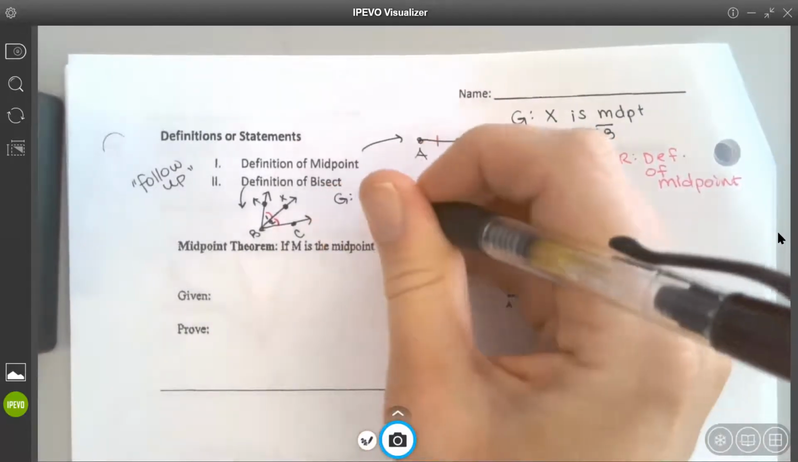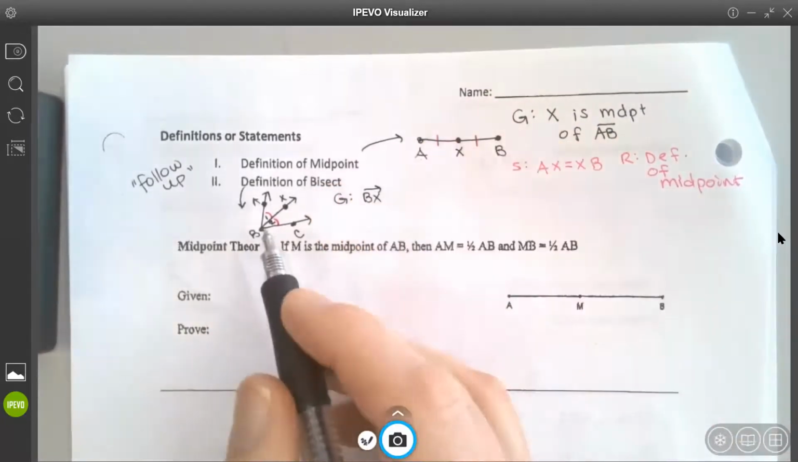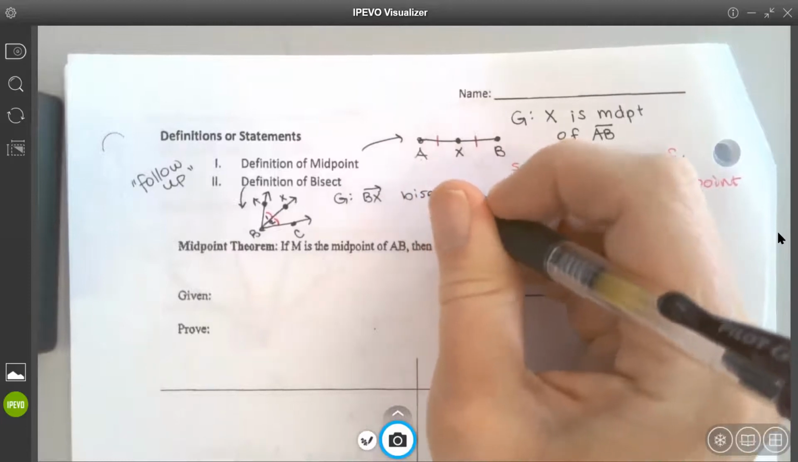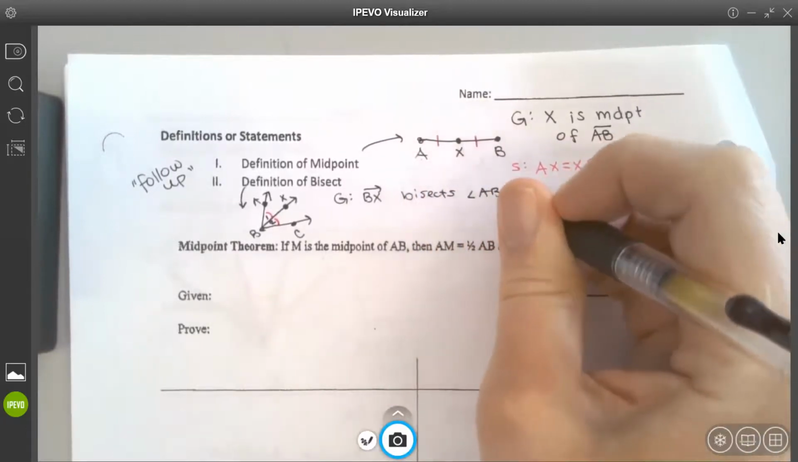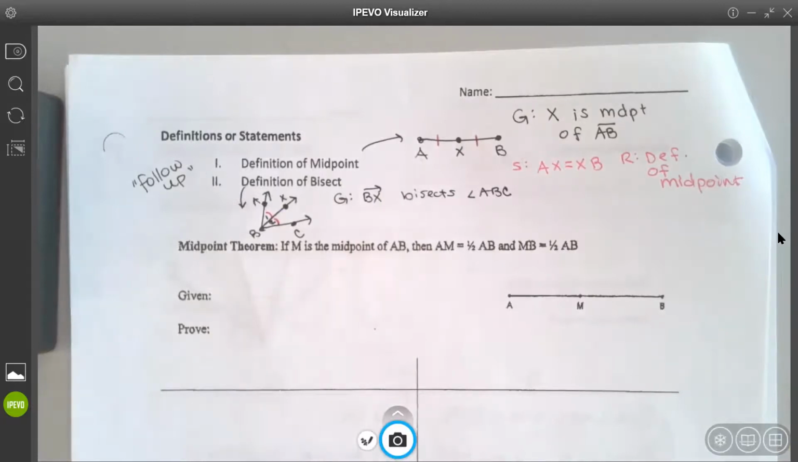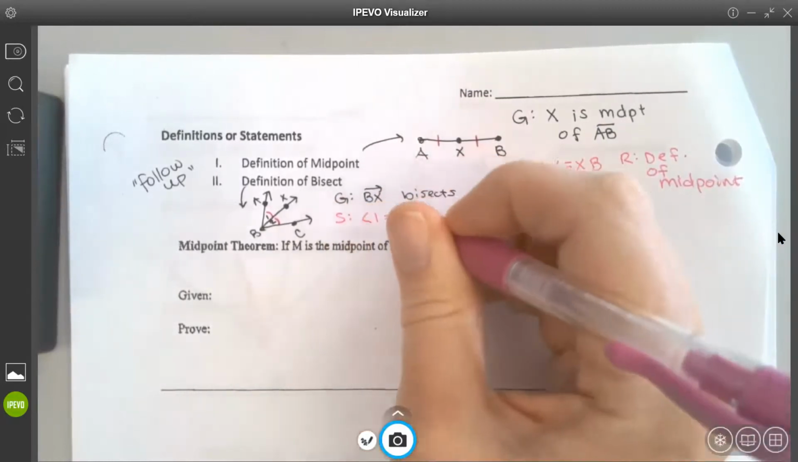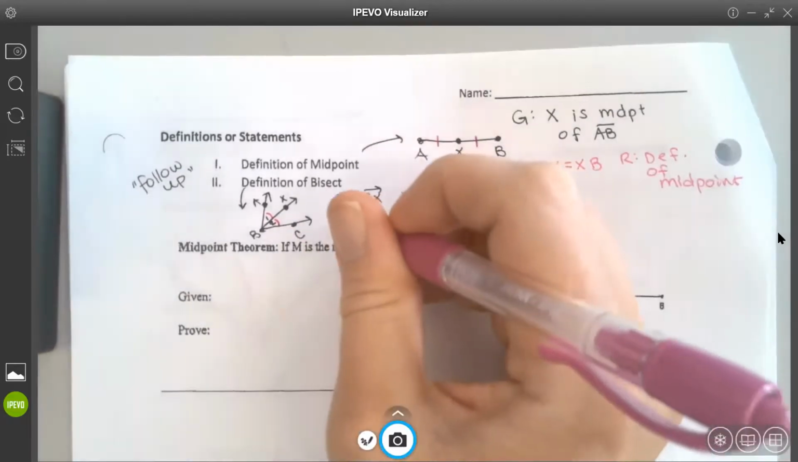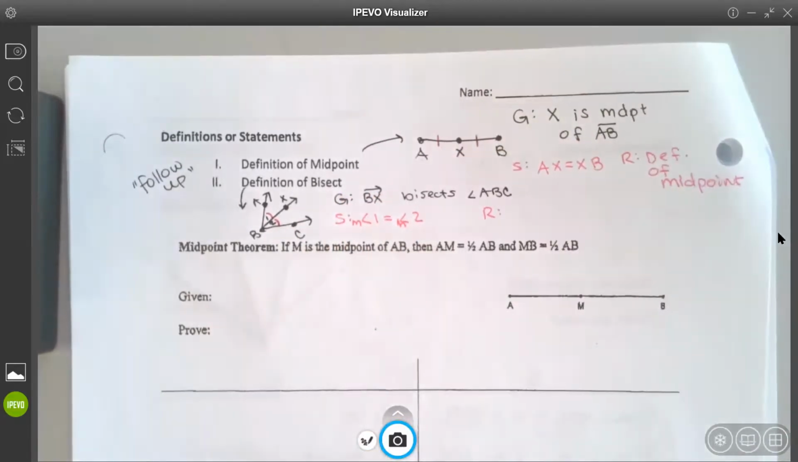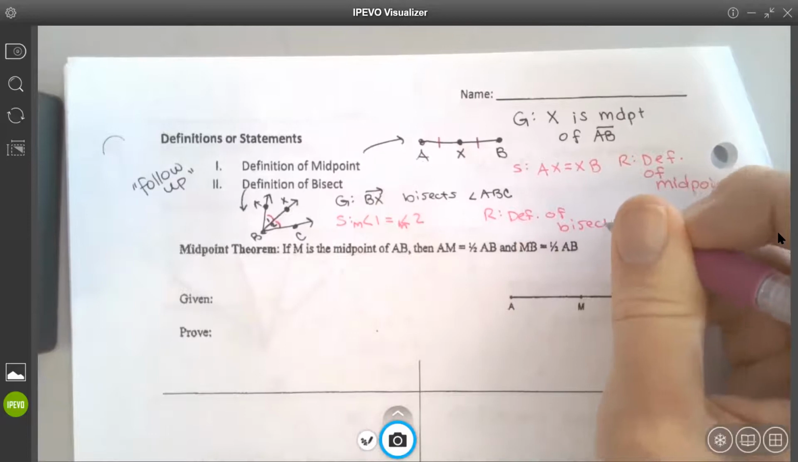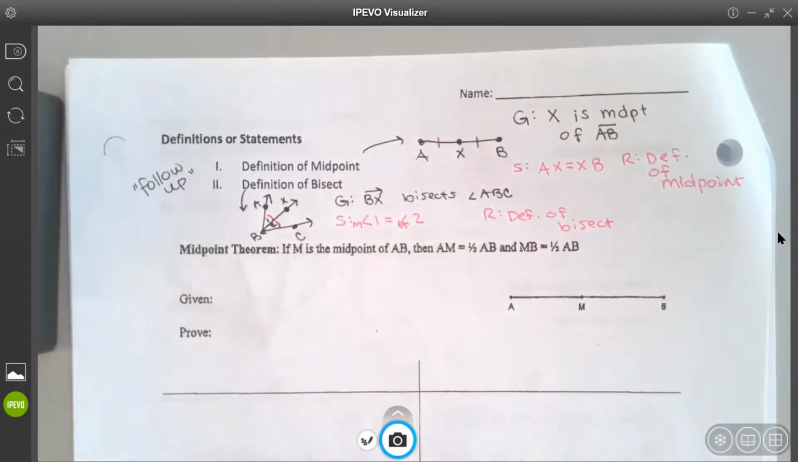So if I am given that BX, that ray in the middle, bisects angle ABC. Given that something bisects an angle, a segment, whatever, I follow it up with this statement and this reason. So my statement would be that angle 1 equals angle 2. Really, I should have measure in front: the measure of angle 1 equals the measure of angle 2. The reason I say that is definition of bisect, just like definition of midpoint. It's really the same idea, just different words.